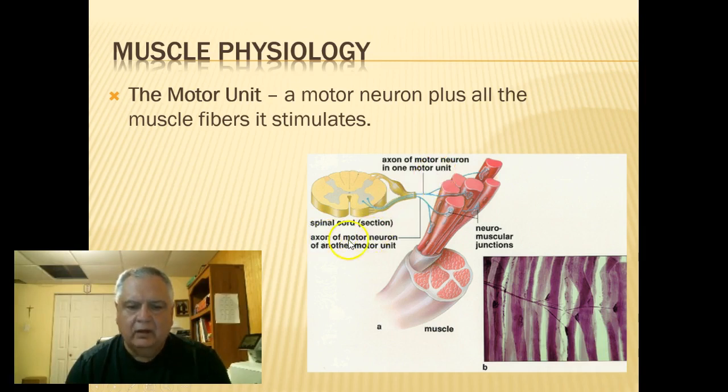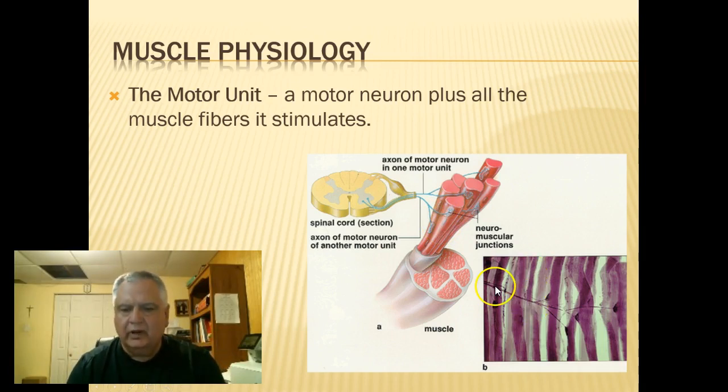On the other hand, if we look at this first motor neuron that we looked at, we can see that it controls these two fibers. So these two fibers plus the axon of the motor neuron that controls them make up another motor unit. So we can see that there are actually two motor units detailed here.